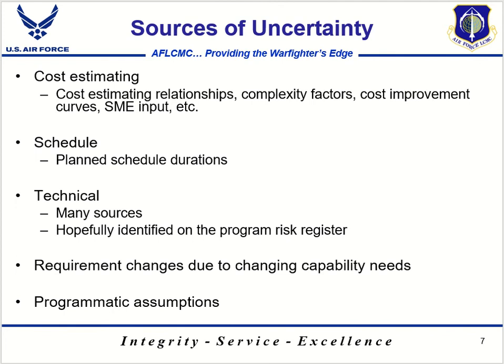So now that we know what uncertainty is, where does it come from? There's a variety of sources, some of which I've identified here at the top. There's inherent uncertainty in the cost estimate itself. There are uncertainties within the inputs of the estimate, whether that be within the data that makes up the cost estimating relationship, or whether it's in the complexity factors or subject matter expert judgment that you've used when you have built your estimate.